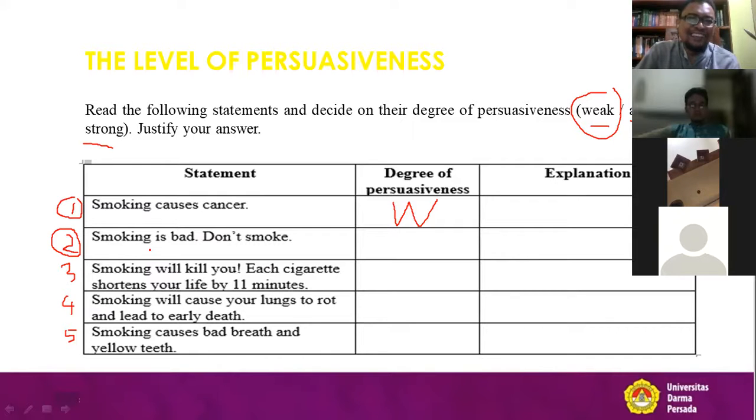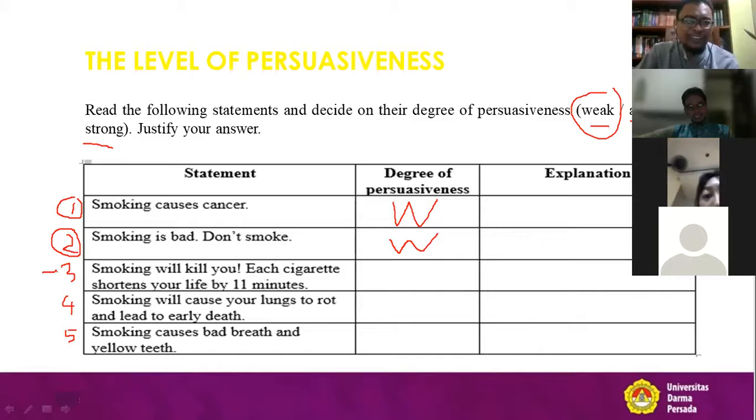If you say this statement to Mariano, what is Mariano going to say? So what? Smoking is bad. Don't smoke. I would say, oh, come on, man. Oh, I'm not sure. So number 2 could also be considered weak. Yes, weak.